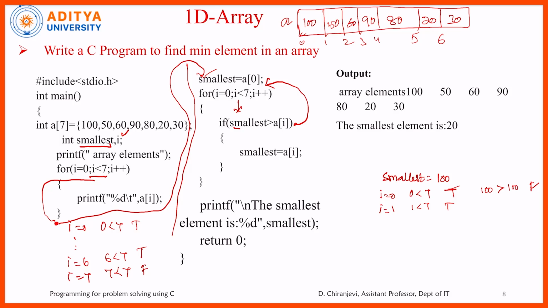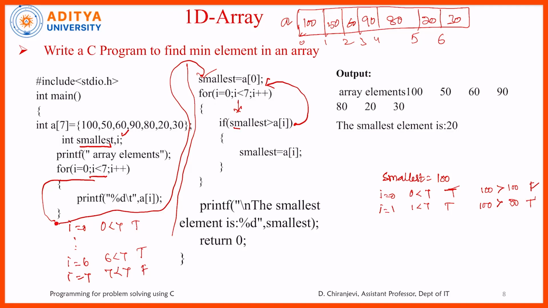Since the condition is true, control will come inside. Now it is checking smallest greater than a of i. The smallest value is 100, and a of 1 is 50. It will check 100 greater than 50. Yes, this is true. Earlier it was false, but this time the value is 50.